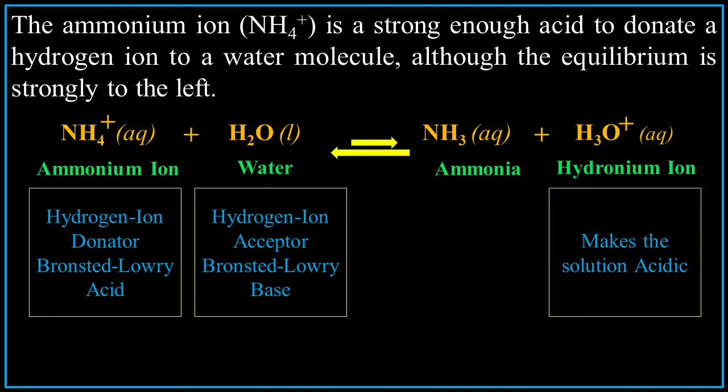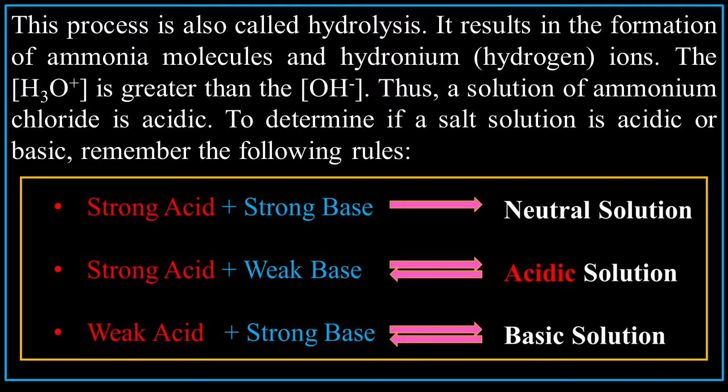So if you have a salt such as ammonium chloride, the solution formed by putting the ammonium chloride in water will be acidic because the ammonium ion is a Brønsted-Lowry acid. This process is also called hydrolysis. It results in the formation of ammonia molecules and hydronium ions. The hydronium ion concentration is greater than the hydroxide concentration. Thus, a solution of ammonium chloride is acidic.